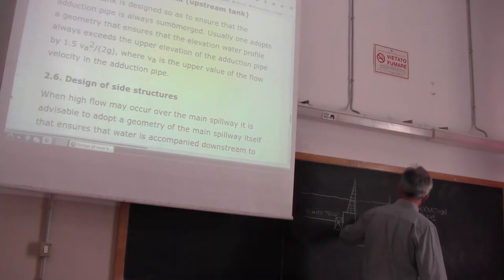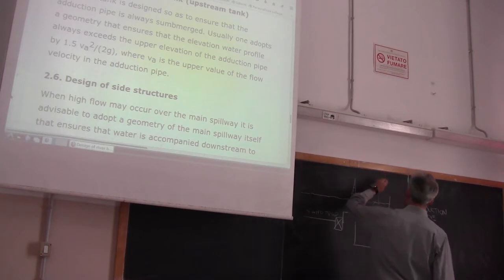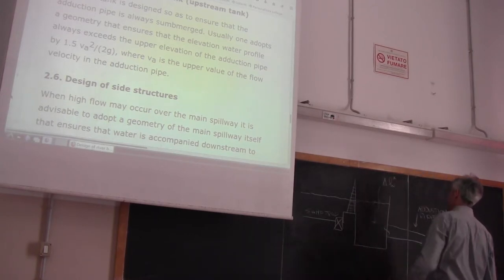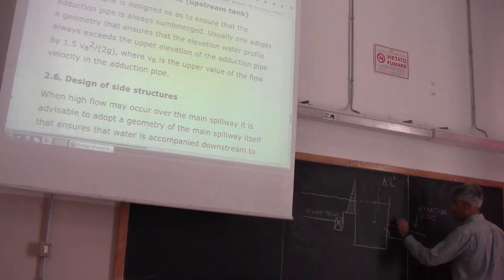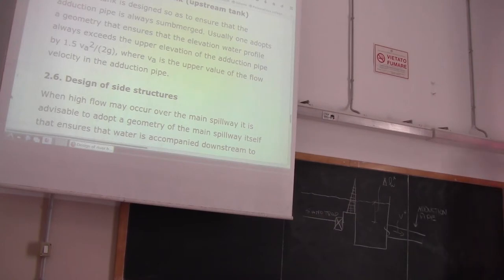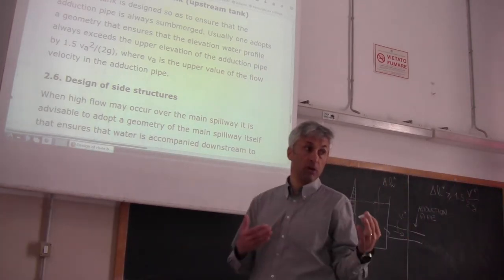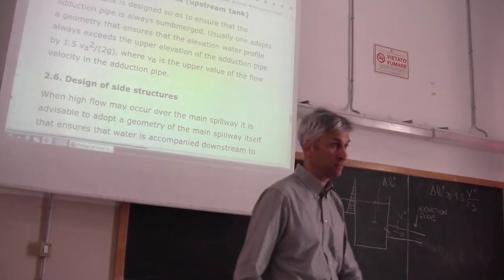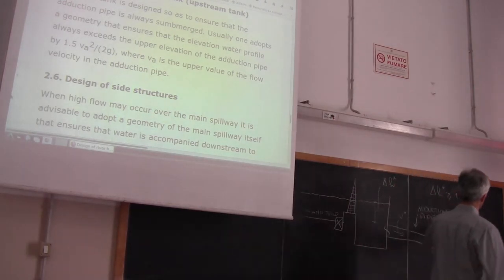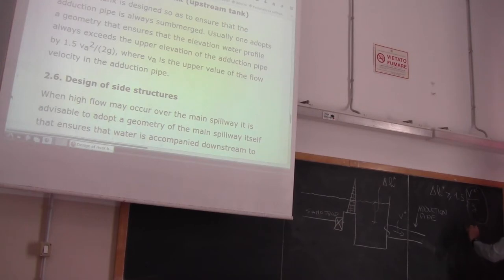And there is an empirical relationship for preliminary design to determine this delta H star. If you indicate with V star the maximum velocity that you have in the adduction pipe, the empirical relationship says that delta H star must be greater or equal than 1.5 V star squared divided by 2g, which is the kinematic component of the energy of the flow. Kinematic component. Okay.